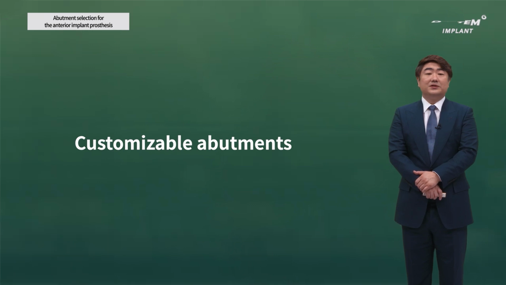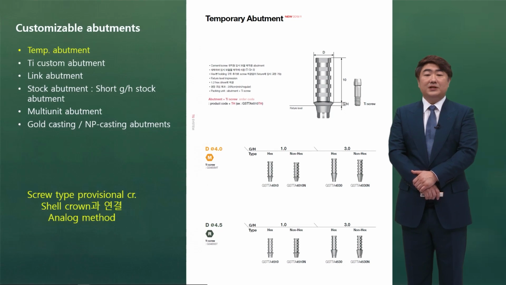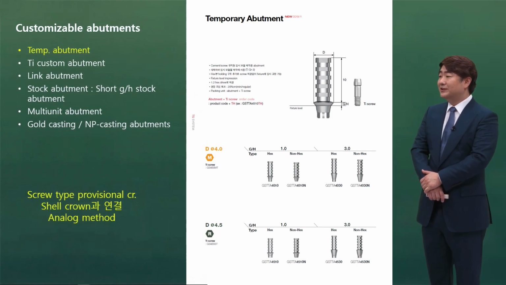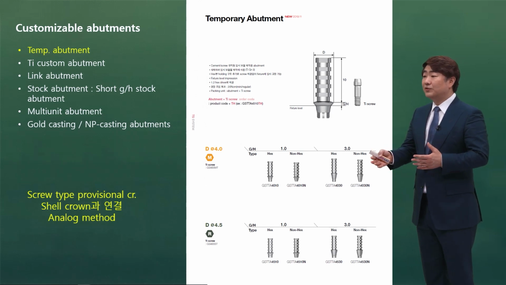So customizable abutment is what I'm going to talk to you about. Now, customizable abutment, there are about 6 types. First, temporary abutment. It's not for final, but it's customizable temporary abutment.